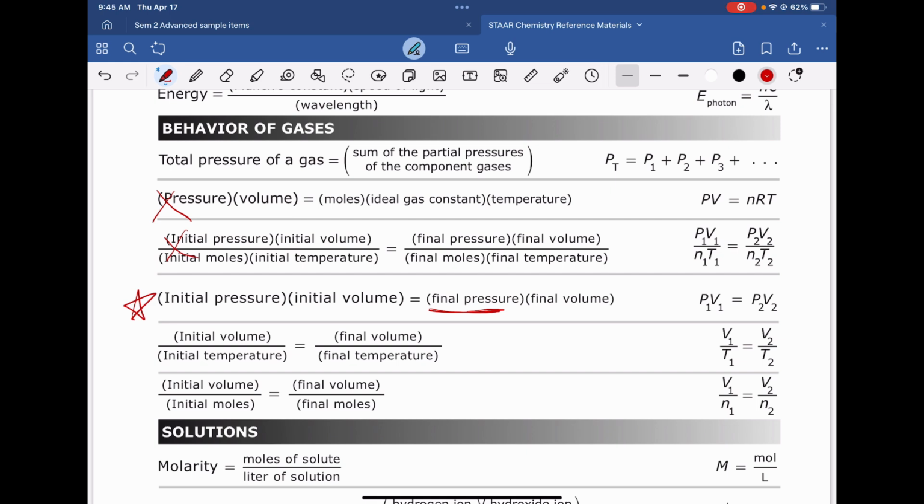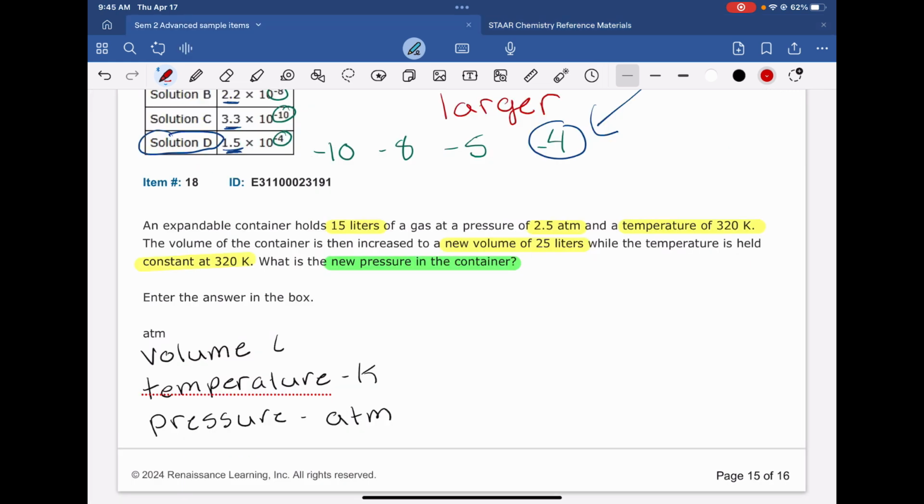Initial pressure times initial volume equals final pressure times final volume. I'm going to go ahead and write that equation over here. So P1 times V1 equals P2 times V2. Okay, now let's go ahead and list out our variables. P1 equals, P2 equals, V1 equals, and V2 equals.